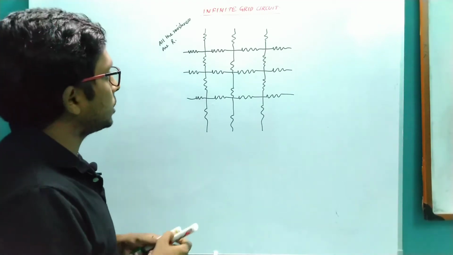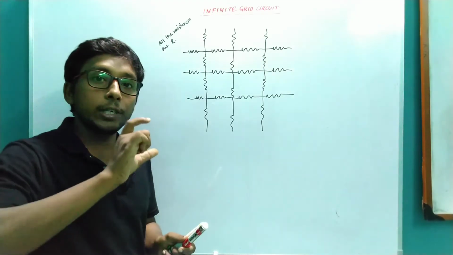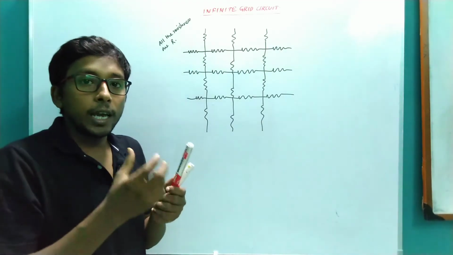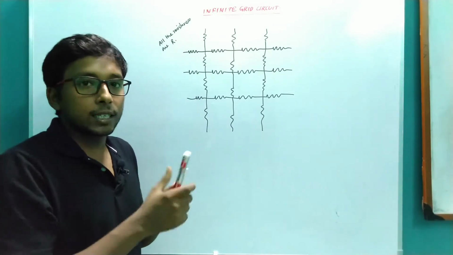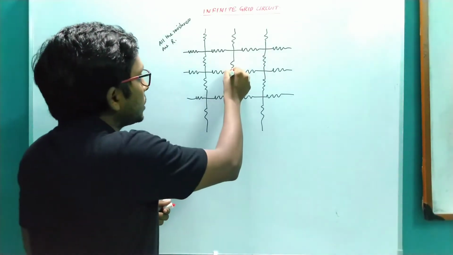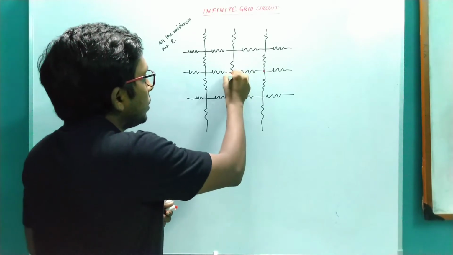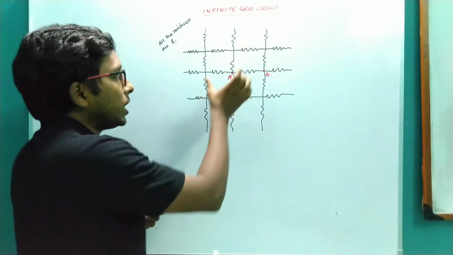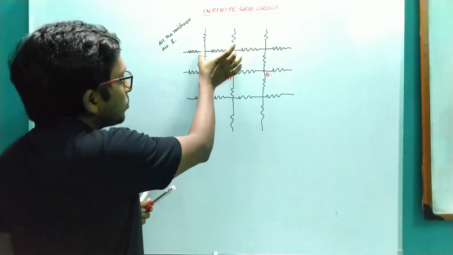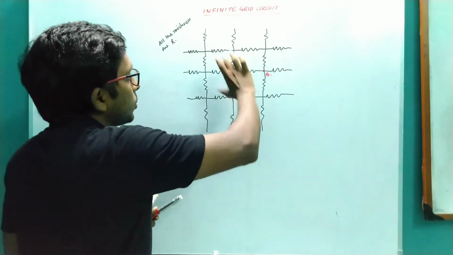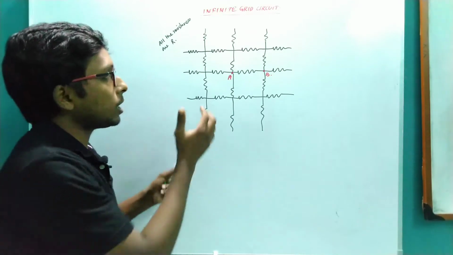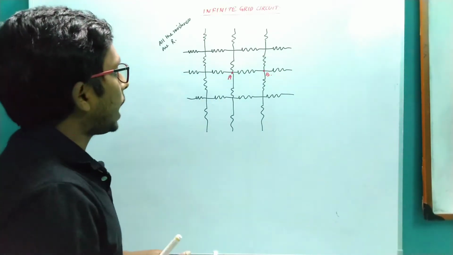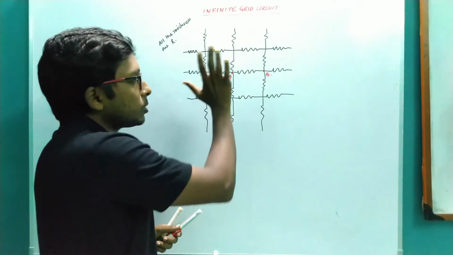Now what I have to do? I have to calculate the equivalent resistance between any two adjacent points, or any pair of points which are adjacent to each other. Suppose I am taking this point and this point and labeling these as A and B, and I have to calculate the equivalent resistance between A and B. You can take this pair of points, or this pair of points, it doesn't matter, you can take any of them.